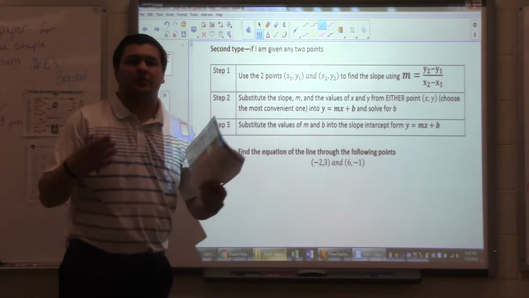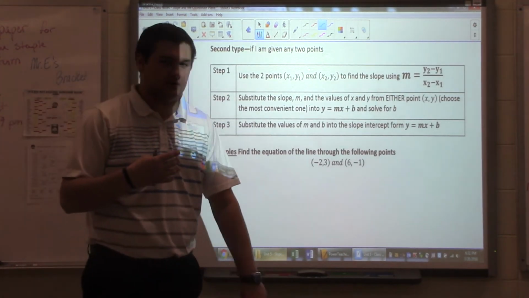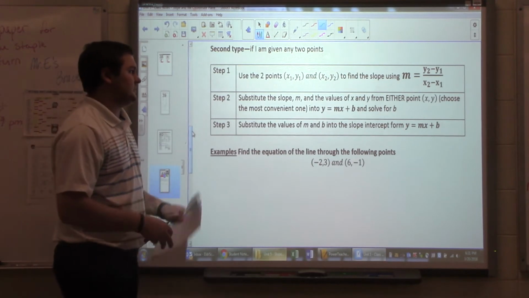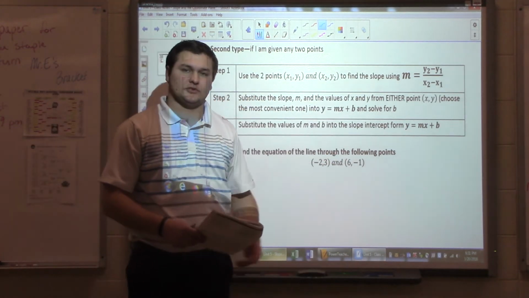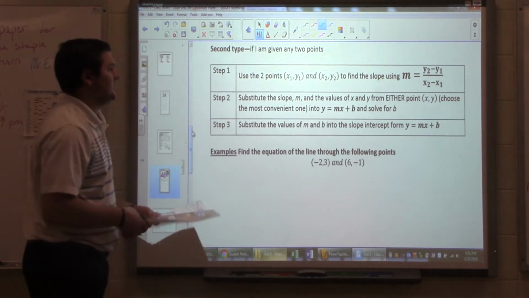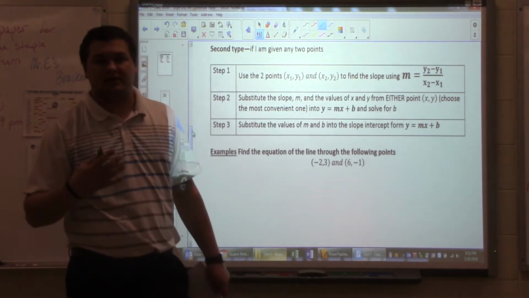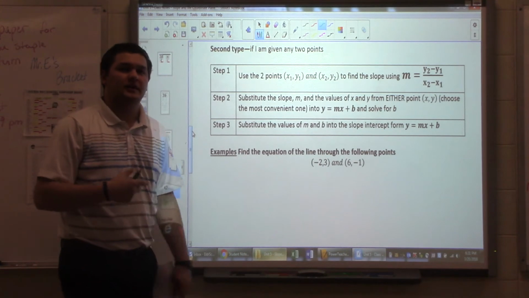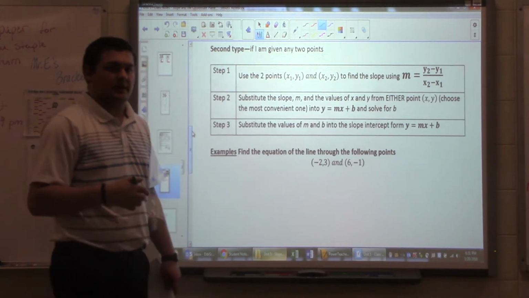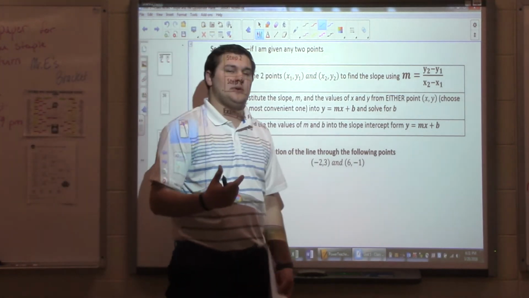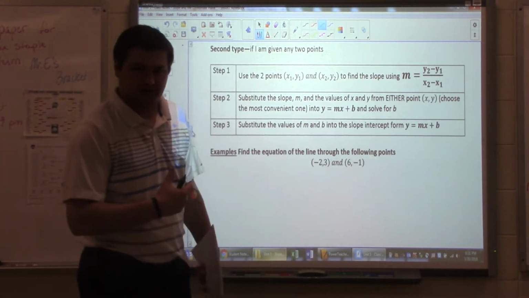Now, if we're just given 2 points, and not a point that has a y-intercept in it, we're going to do it a little bit differently. Step 1 is going to be the same: we're going to use them to find the slope. Step 2 then is we're going to plug in m and either point, the values of x and y, and solve for b. Then we substitute m and b back into y equals mx plus b.